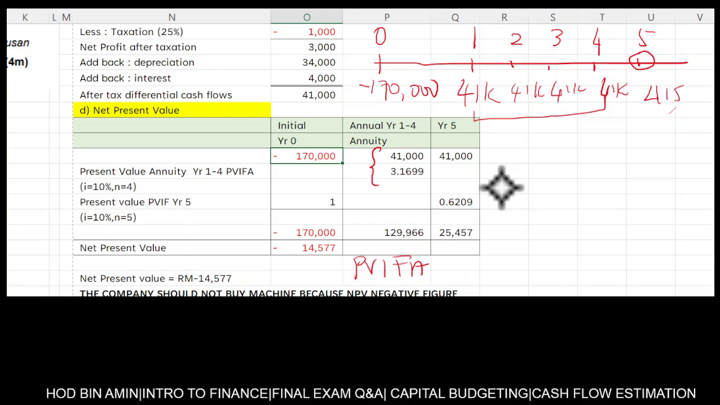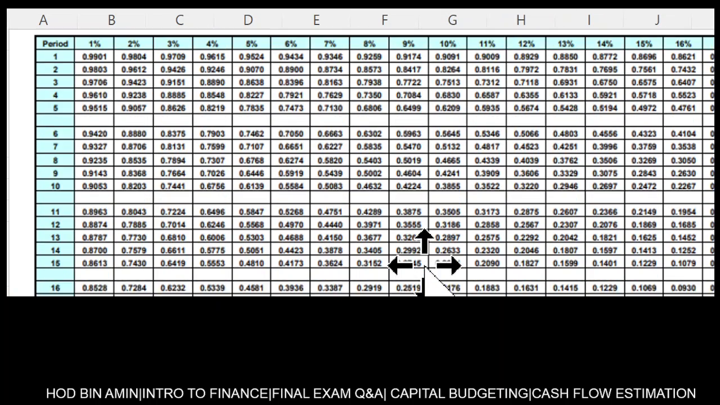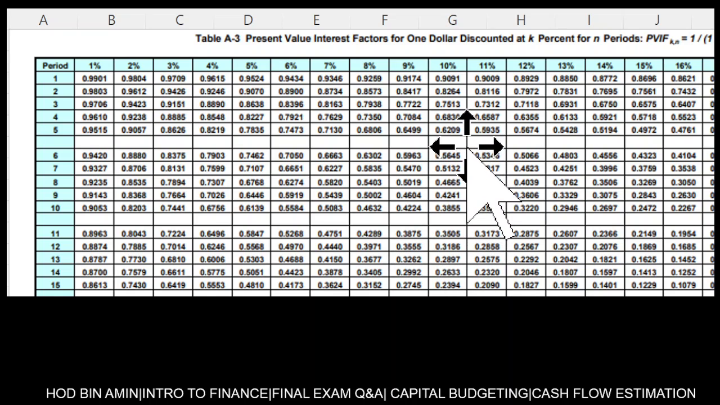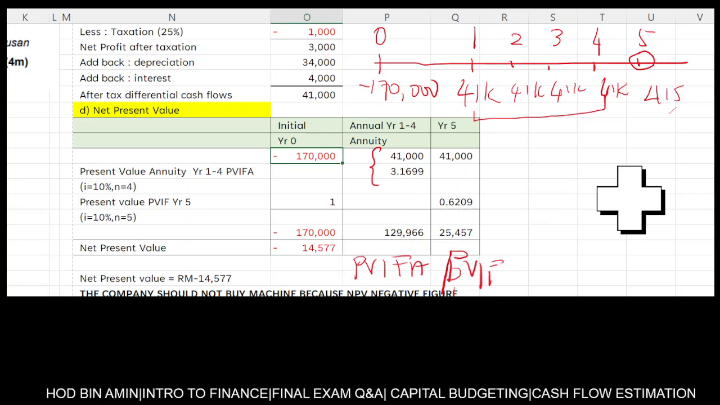And year 5 is single, it's not an annuity. This is present value. Then you use PVIF for year 5, table A3, 10% at year 5, 0.6209. Then you just multiply 41,000 by 0.6209. Then you get 25,457. This is the present value.